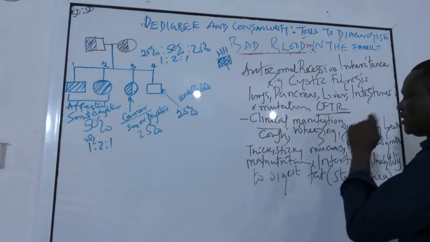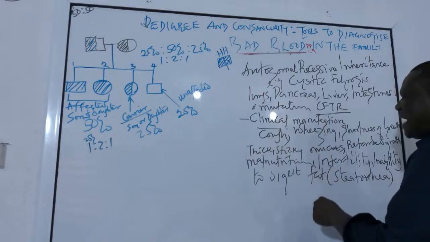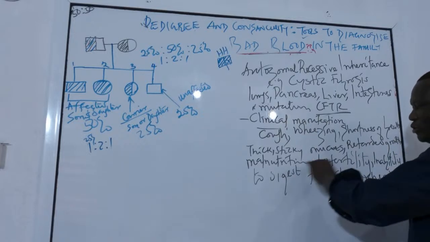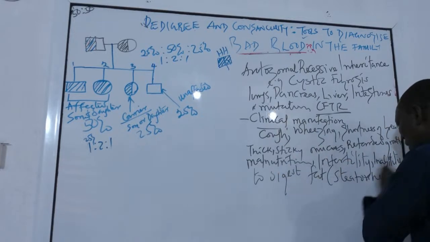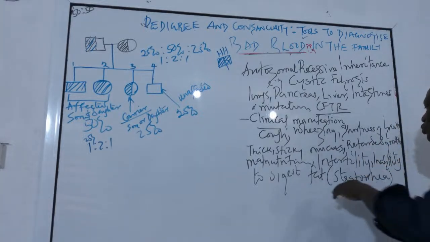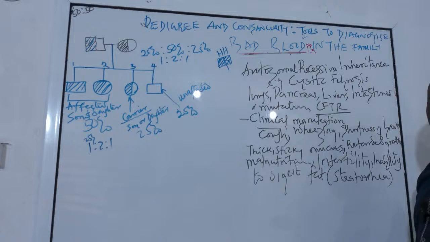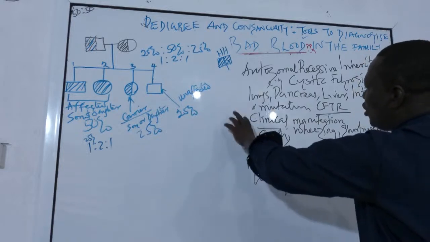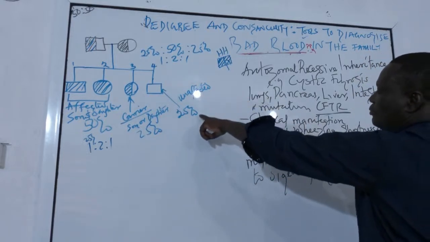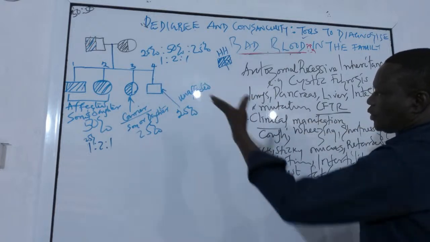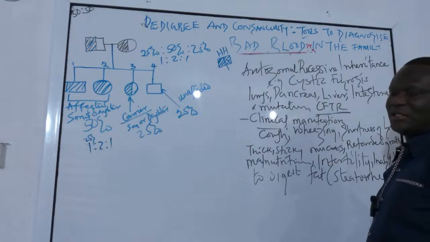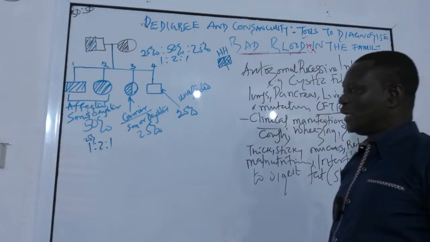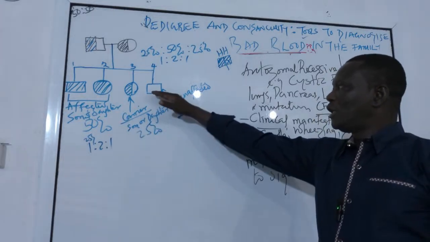Then the person will continually produce thick and very sticky mucus. There will be retarded growth, malnutrition will set in, and eventually the person will not be able to give birth. So that is infertility. This kind of trait follows an inheritance pattern of 25%, 50%, and 25% again. Don't forget that this is the first generation.